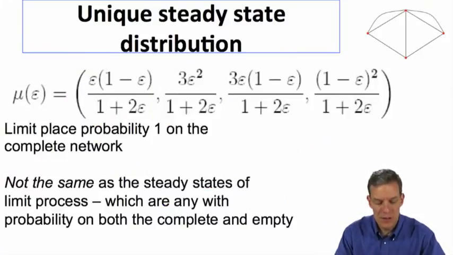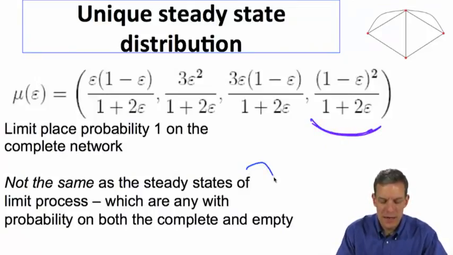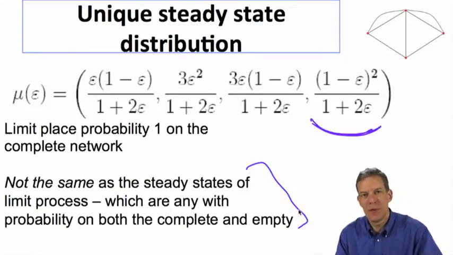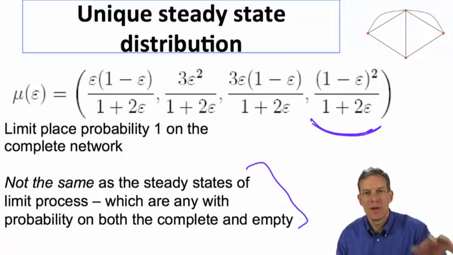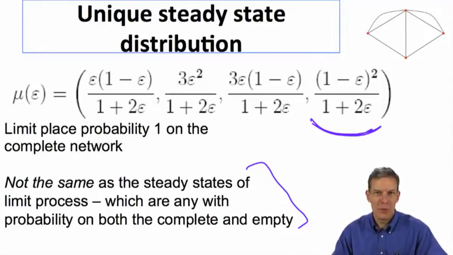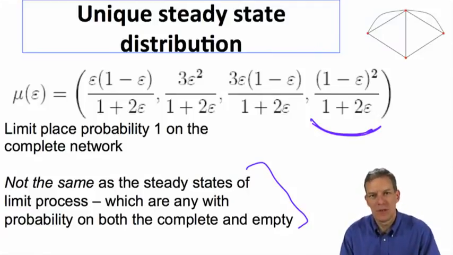Now, one thing to notice is that as it's placing probability 1 here in the limit, that's not the same as the steady states of the limit process. So if you actually look at the process that had 0 errors in it, you could have ended up at either the empty network or the full network. So the steady states of the limit process, where you have no noise, is different than the limit of the process with little bits of noise. So the little bits of noise here are very important in making predictions.